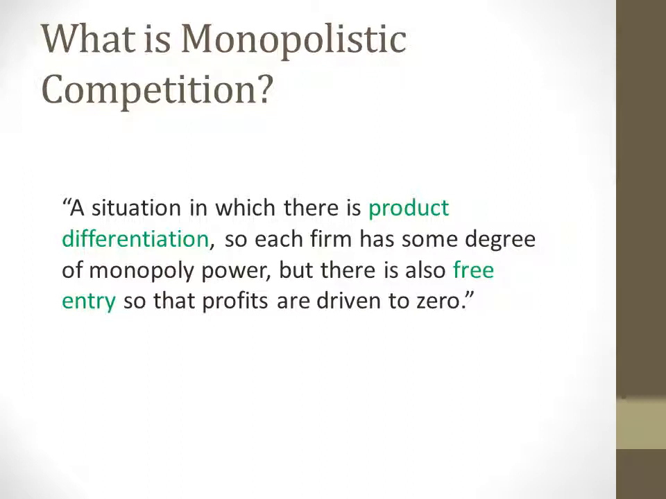The industry structure known as monopolistic competition refers to a situation in which there is product differentiation. So each firm has some degree of monopoly power, but there is also free entry so that profits are driven to zero. It is important to note two things in this definition: product differentiation and free entry.